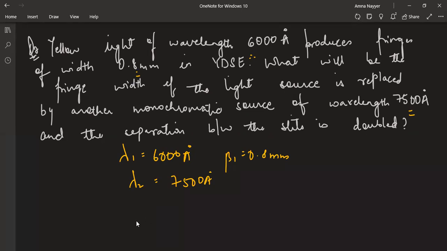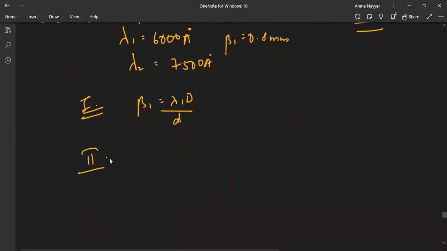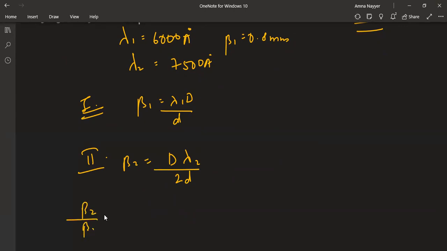See, the fringe width in the first case will be lambda 1 capital D by small d. In the second case, the light source is replaced by another and the slit separation is doubled, so that will become 2d. For the second case, beta 2 will be D lambda 2 by 2d, twice the slit separation. Now take the ratios. If you take the ratio of beta 2 by beta 1, you will get 1 by 2 into lambda 2 by lambda 1, because capital D and small d both get cancelled.